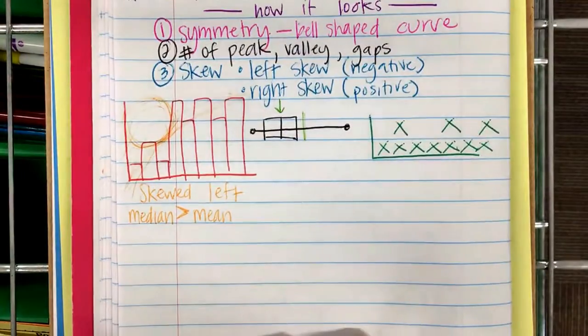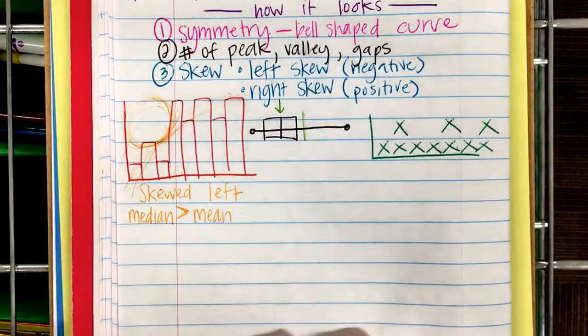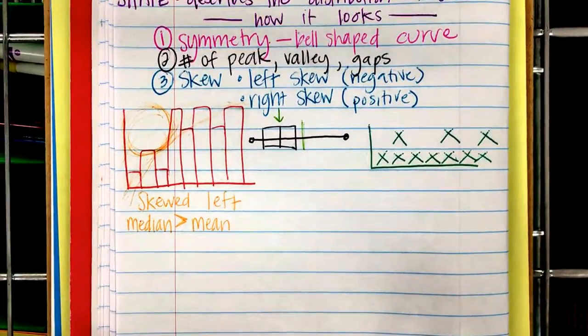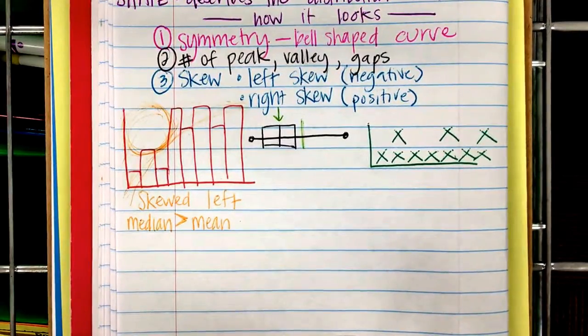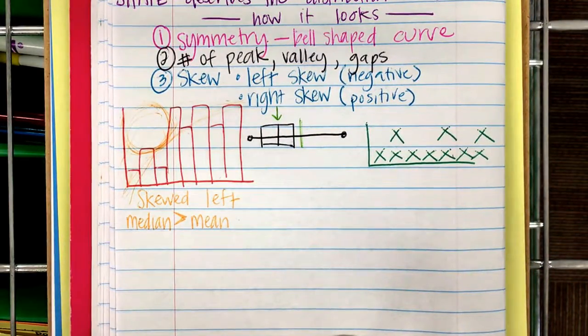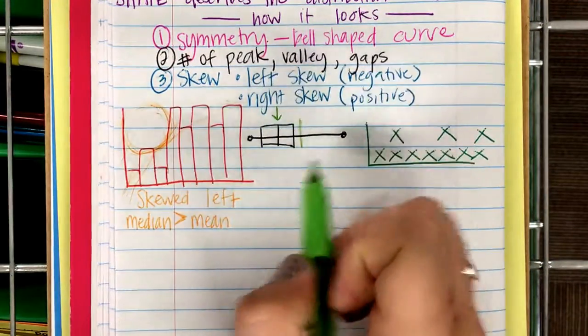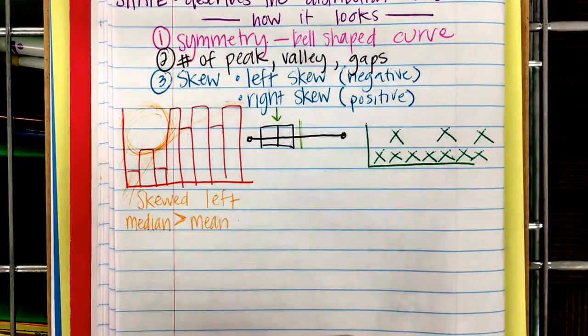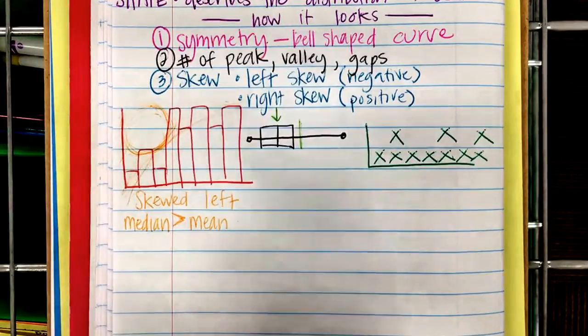The line, there's the middle. I mean, is that even close to the looking middle? No, this is not symmetrical at all. Can you tell peaks, valleys, and gaps in a box plot? No, because you don't know individual data, right? You only know groups, chunks of data.